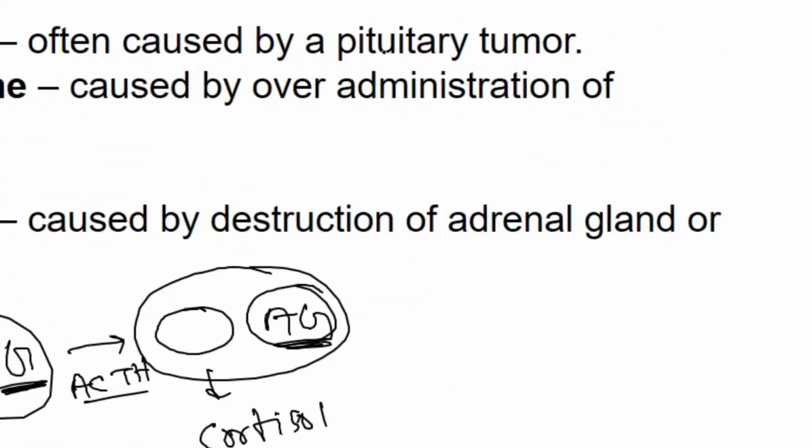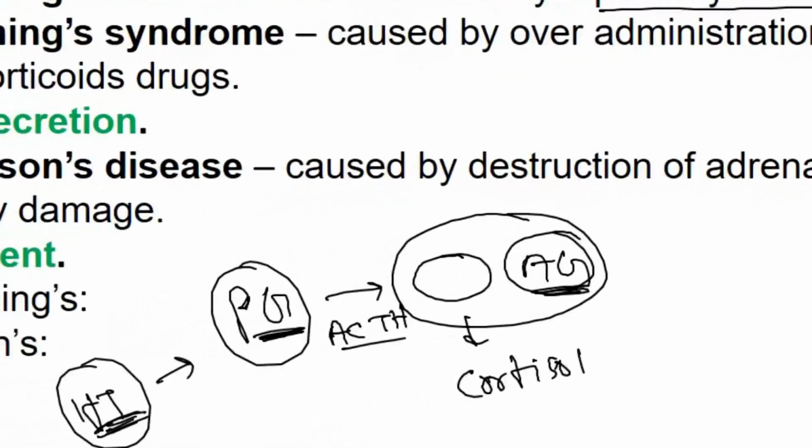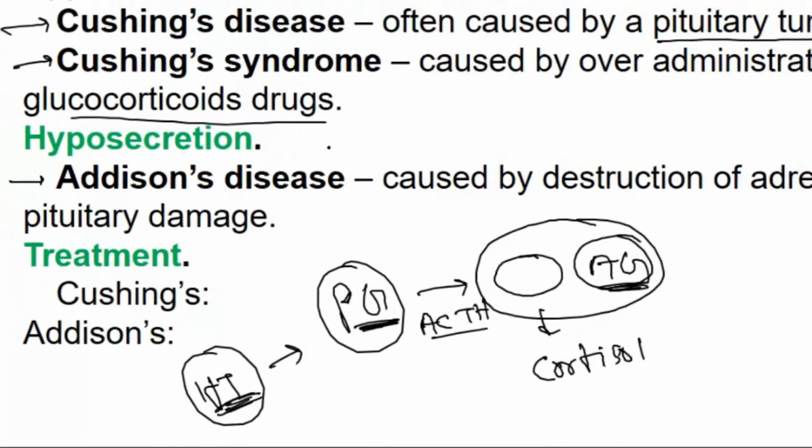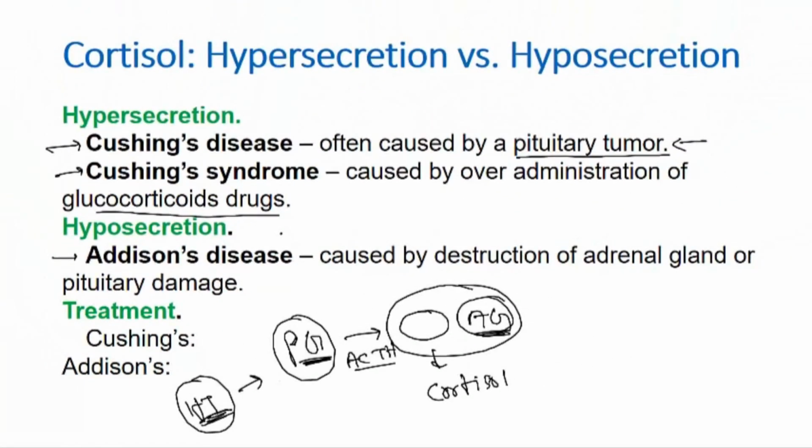Cushing's disease is often caused by a pituitary tumor. It's a secondary type of issue, while Cushing's syndrome is caused by the administration of glucocorticoid drugs for a long period of time. If you take a lot of glucocorticoid drugs, that will increase the amount of glucocorticoids in your body, and that will behave badly. The signs and symptoms include the moon-shaped face, or what we call the buffalo hump on the back of the person, and that happens due to the redistribution of fat.